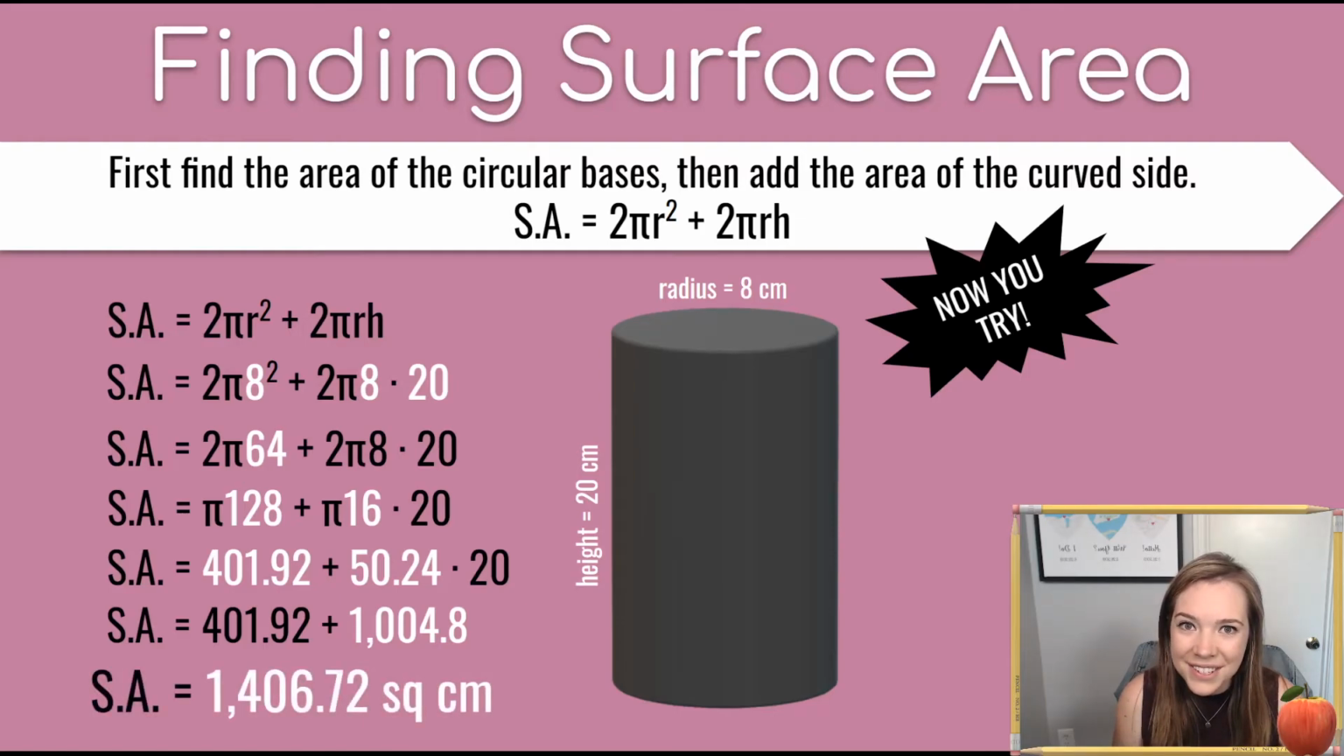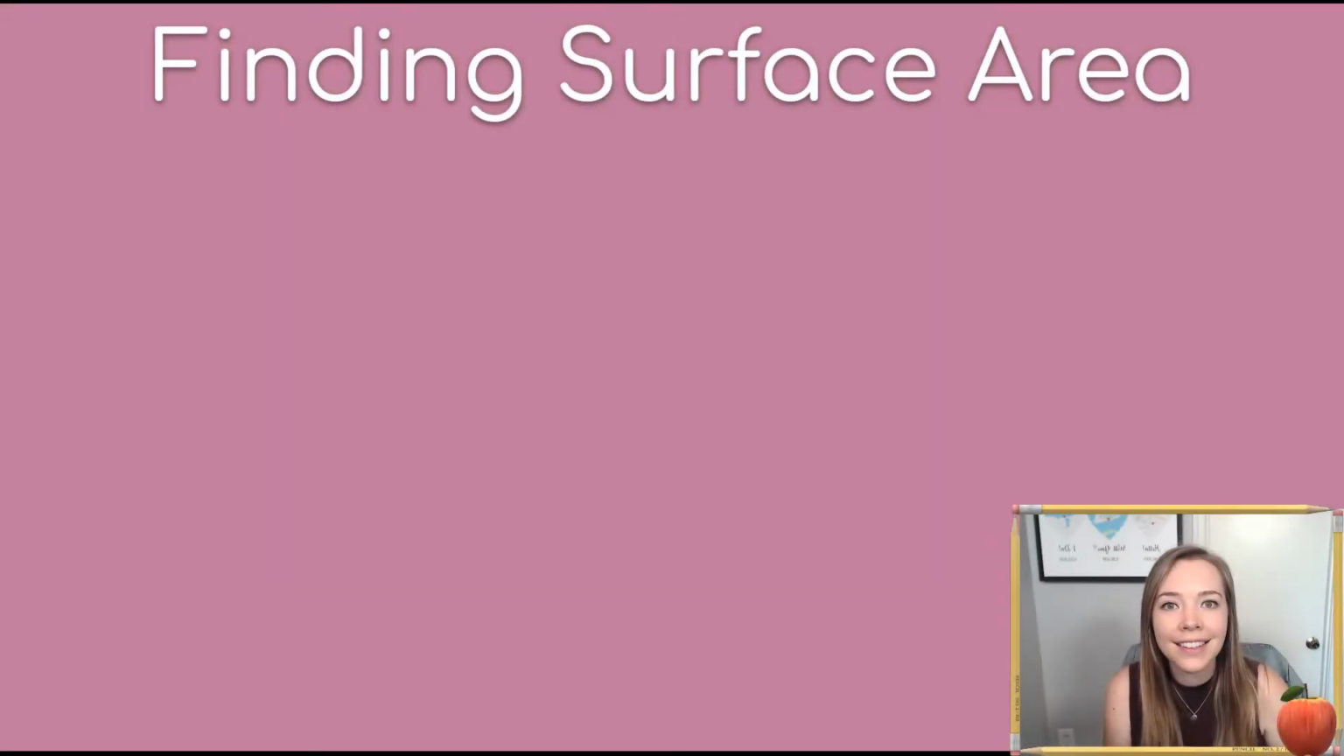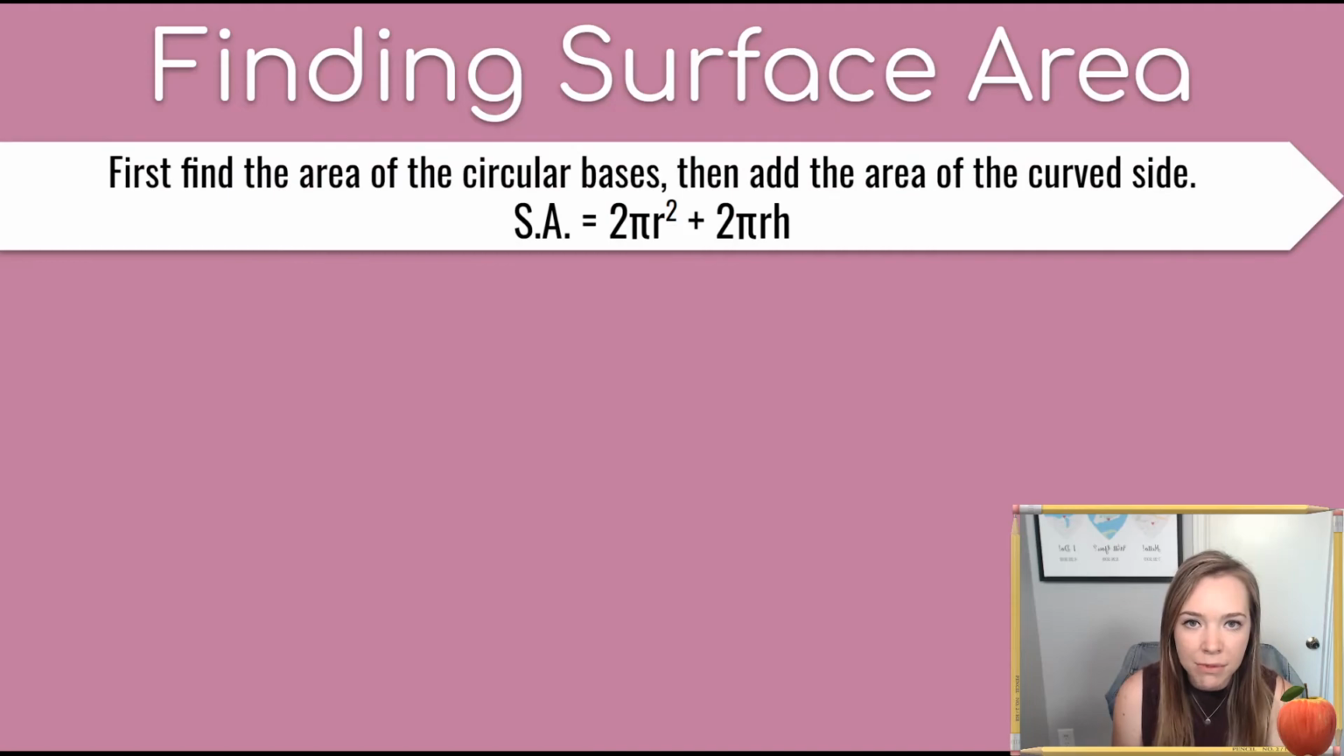All right, so you should have ended up with a surface area of 1,406 and 72 hundredths square centimeters. Let's try one more. All right, guys, so here's our last problem for today. Let's go ahead and grab our formula.